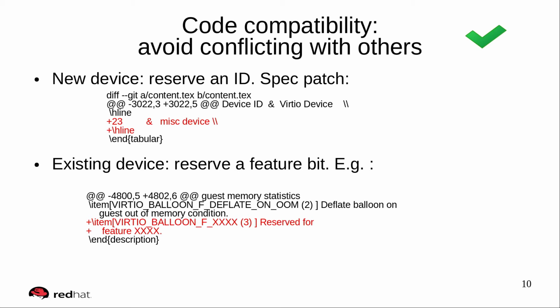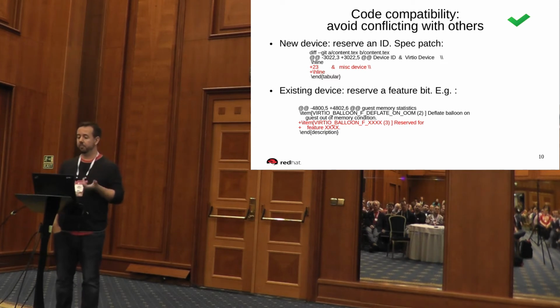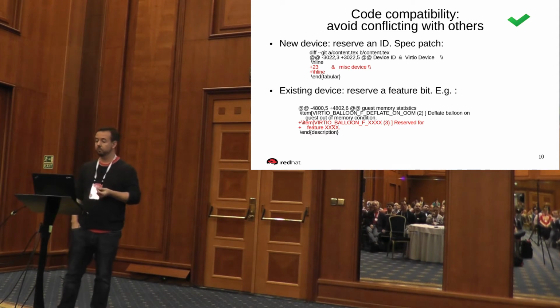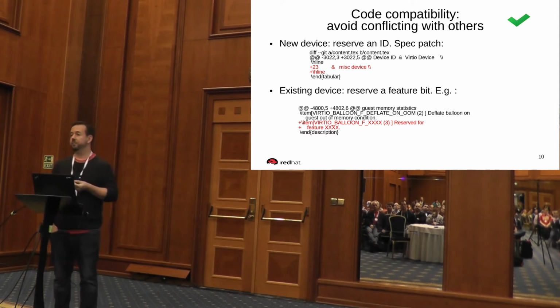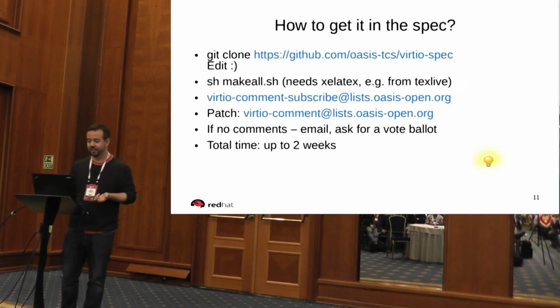So how do you achieve code compatibility? For new devices, you just need to reserve a device ID. This is a minimal patch to reserve a device ID, and this will guarantee that no other future Virtio driver will be bound to your device. If you are changing an existing device, then the minimal patch reserves just a feature bit. Here's an example for a balloon device. So this really is not much effort. It's like one line in each case. Don't be scared by that.